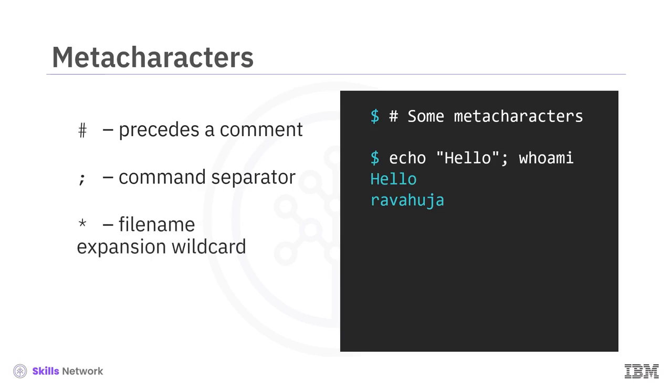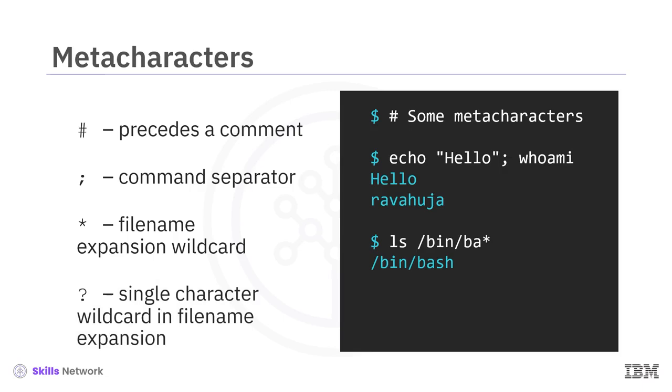The asterisk represents any number of consecutive characters within a file name pattern. For example, this expression returns all objects in the /bin directory with a name starting with BA and followed by any characters, which in this case is bash. And the question mark acts as a single character version of the asterisk meta character. For example, this expression lists all objects in the /bin directory having a single character in place of the question mark, namely the bash and dash paths.